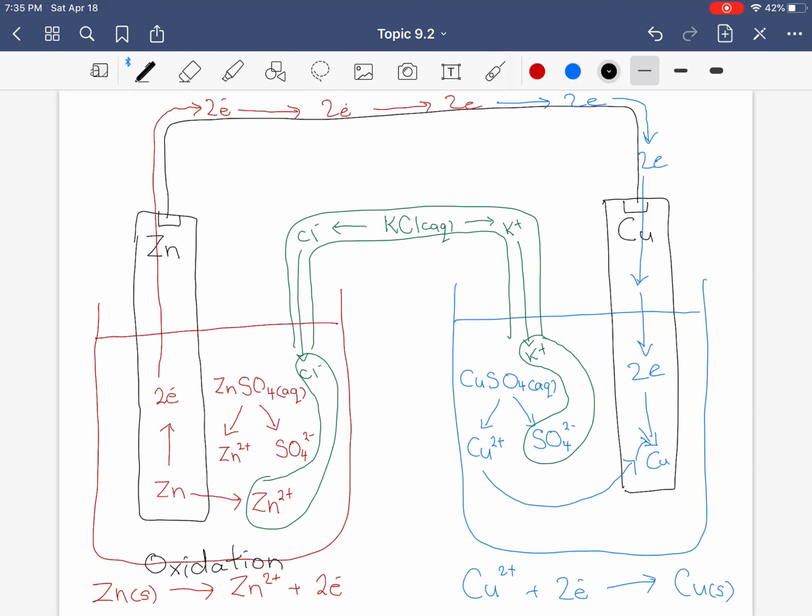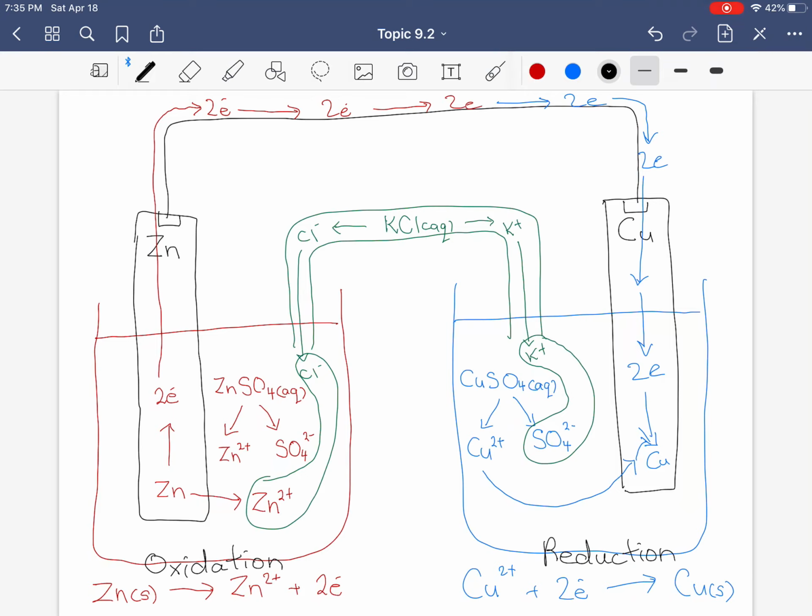Okay, losing electrons, that's oxidation. If you look at here, copper 2 plus combines with 2 electrons to give you copper metal. I'm sure you guys know that this is a reduction process. Together, this is a redox process, and we know everything about redox processes, right?